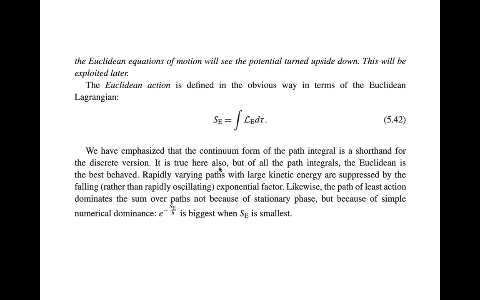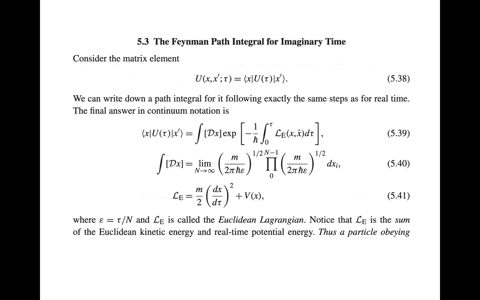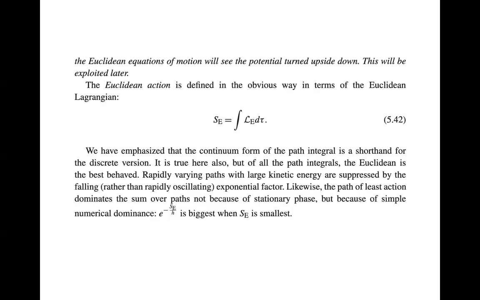It is true here also, but overall, for the Euclidean path integral, it is best behaved: rapidly varying paths with a large kinetic energy are suppressed by the falling exponential factor. So the extremal action now becomes the smallest action. You find the extremal action by finding the smallest action because of this minus sign here. It's not complex anymore.